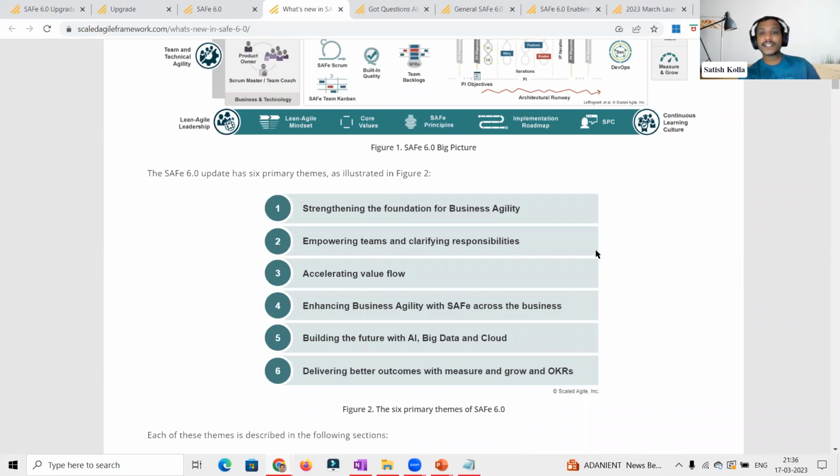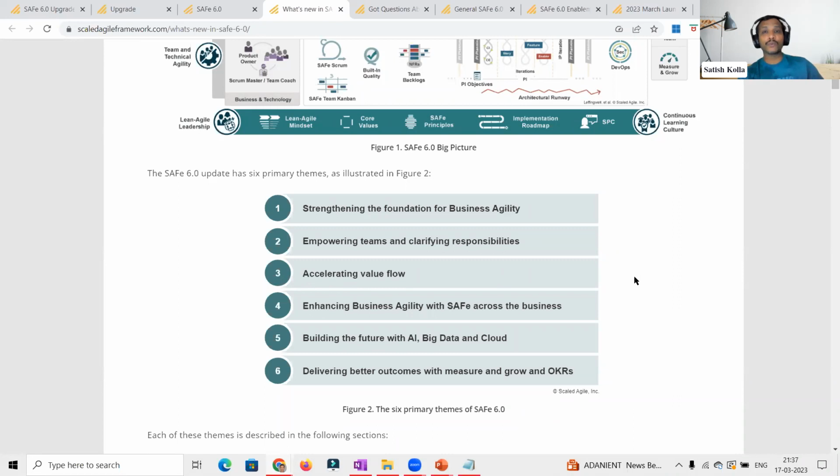The second theme is empowering the teams and clarifying the responsibilities. Again, the roles are already there in the previous version, the responsibilities are already there. But now with version 6, the Scaled Agile team clearly highlighted the responsibilities of each and every role. There is another predominant change which they did. Nothing is new, but the way they projected or showcased the information is differing a lot, and it is more beneficial to the folks who are going through the framework.